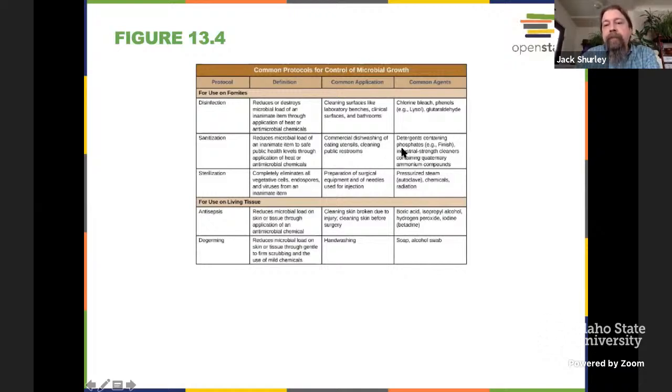So different detergents, although it does say Finish here, so maybe Finish in your dishwasher does have some sanitizing. I thought that was just to remove spots. So other cleaners and ammonium compounds fit within that.